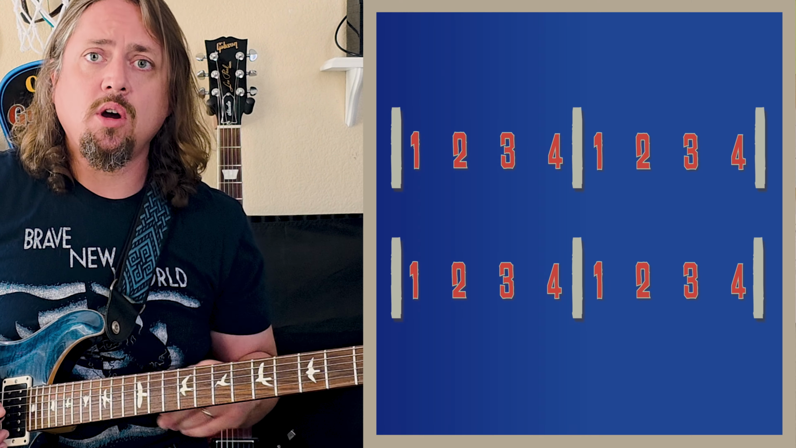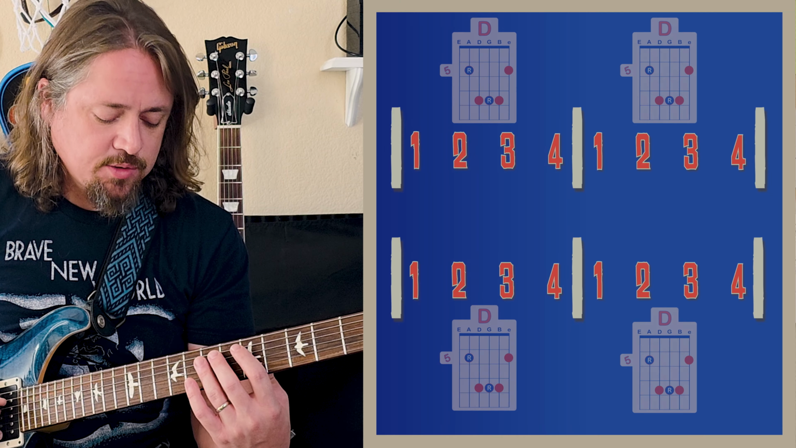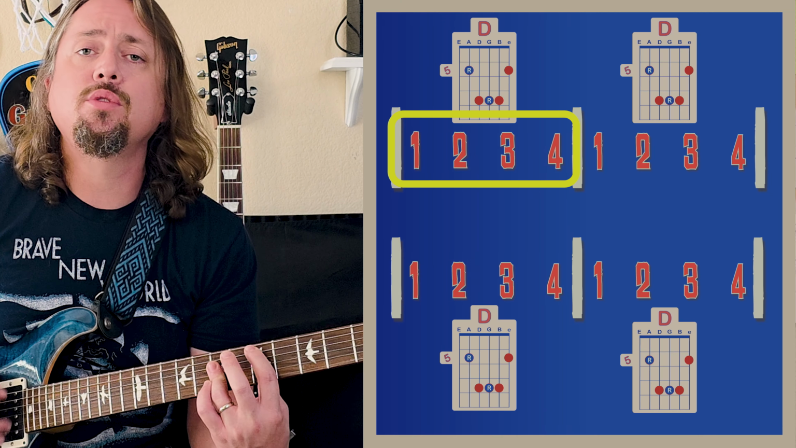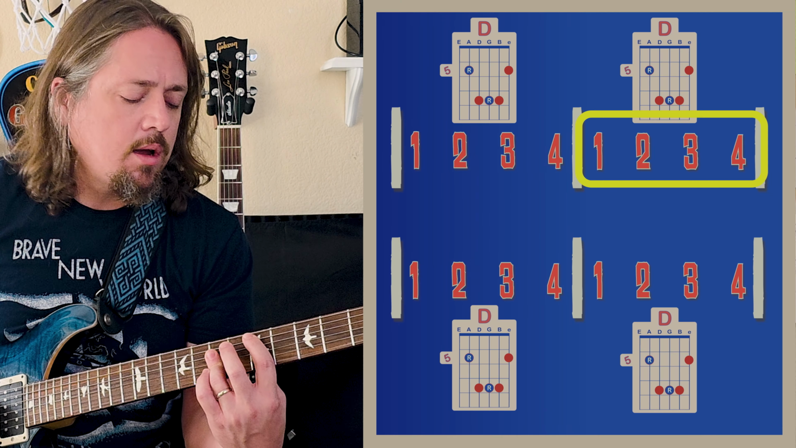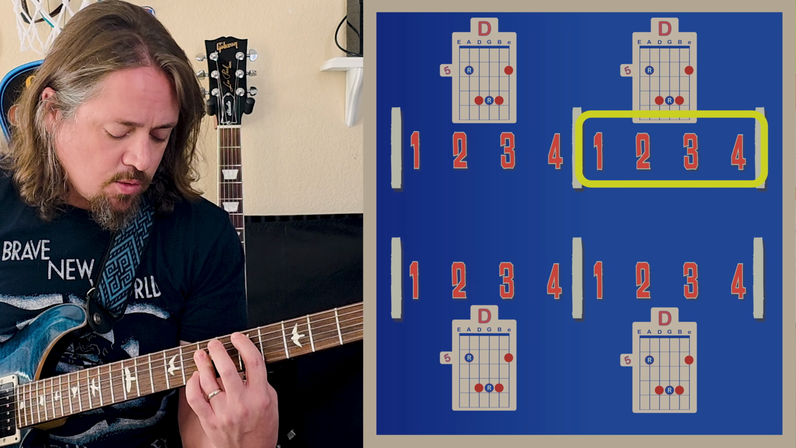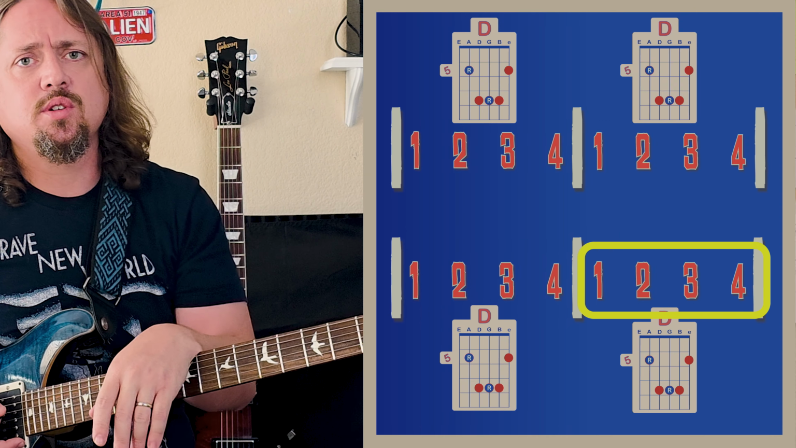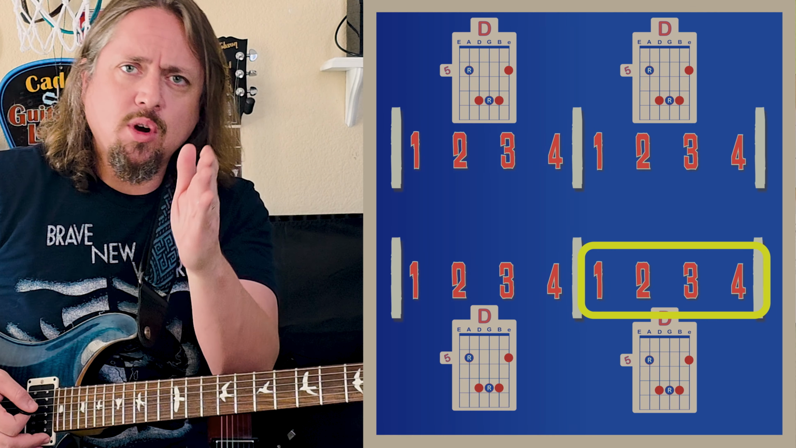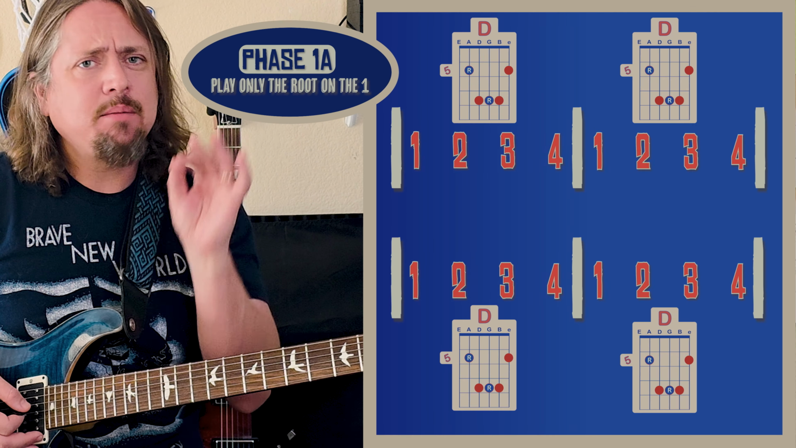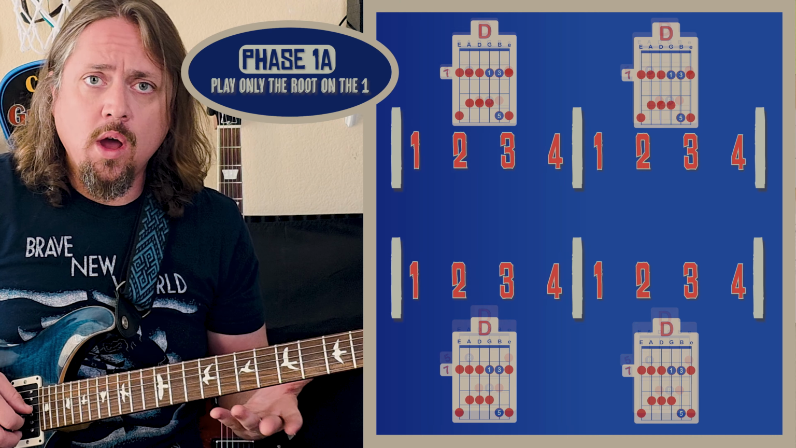So we're gonna set this looper on a 1-chord vamp on a D chord here. So we have 1, 2, 3, 4, 1, 2, 3, 4. Okay, now I know that's 2 measures, but it loops, so we're still thinking in terms of 4. Okay, so for the first time, we're gonna call this phase 1A. I'm just gonna play the root note on the 1.